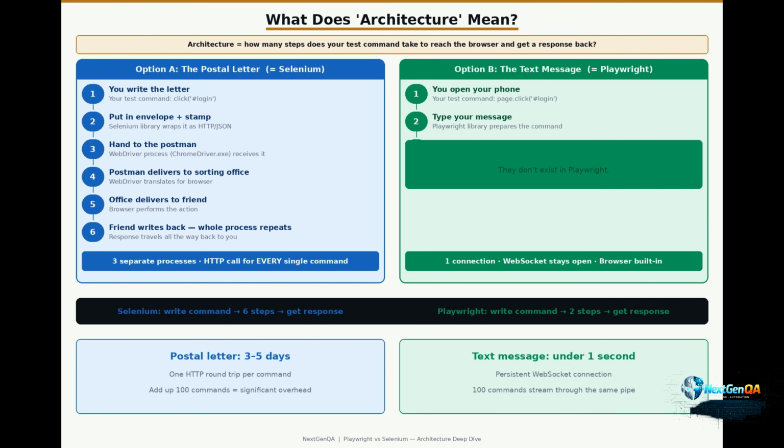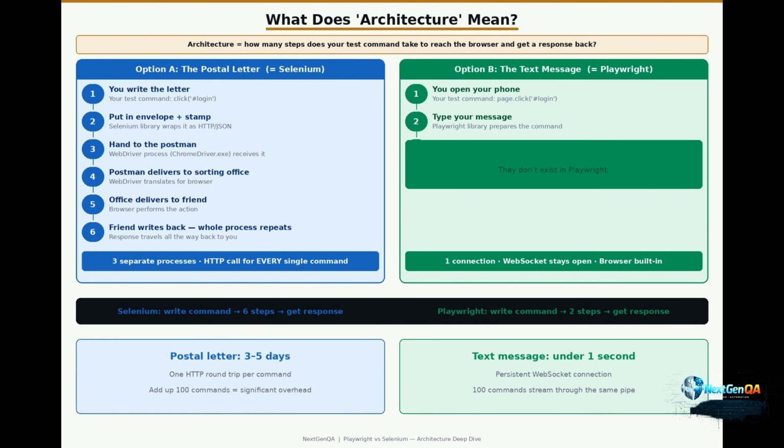Option A, the older way, the postal letter way. You write the letter, you put it in an envelope, you hand it to a postman. The postman takes it to the sorting office. The sorting office routes it to the correct delivery person. The delivery person walks to your friend's house and delivers it. Your friend reads it and writes a reply. The whole process happens again in reverse. Eventually, maybe 3 to 5 days later, you get the response.